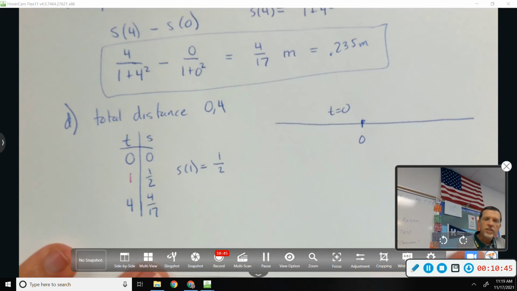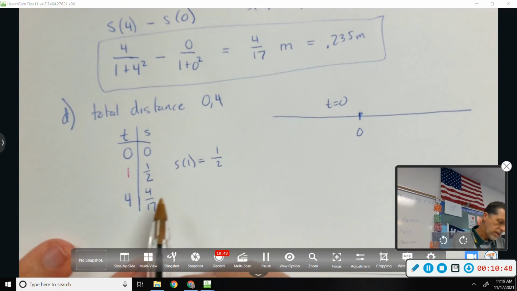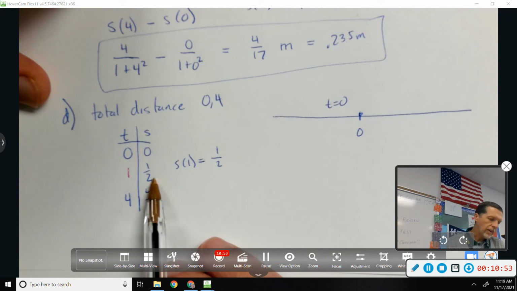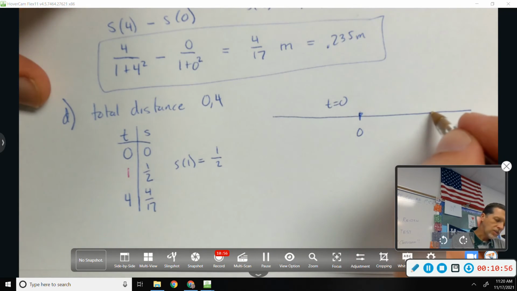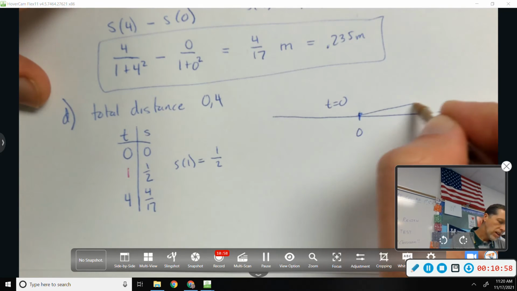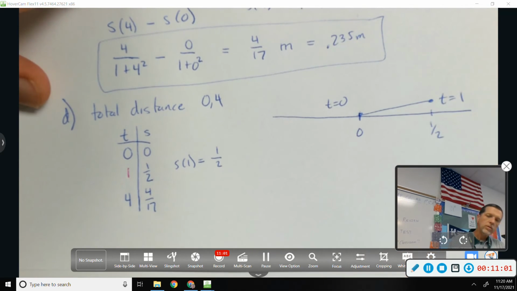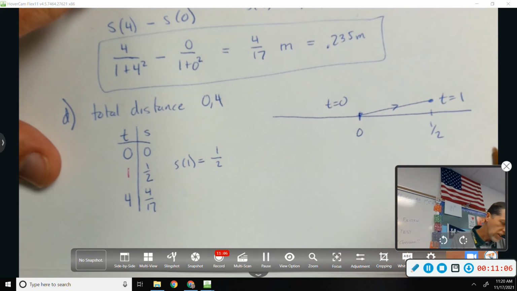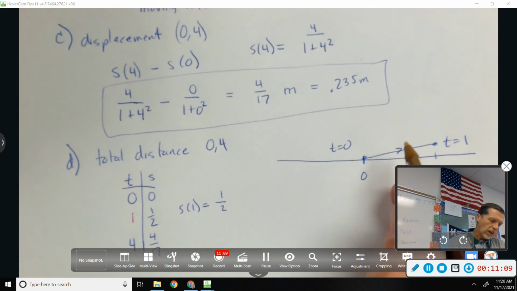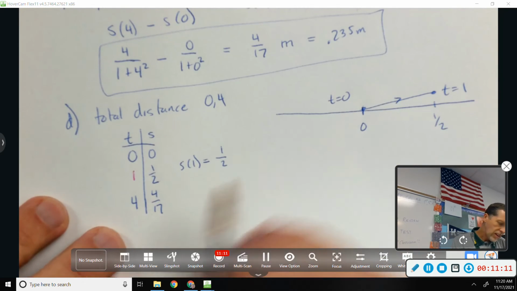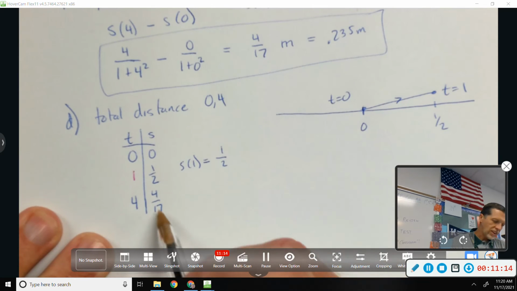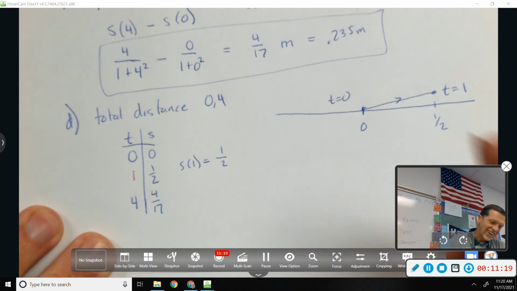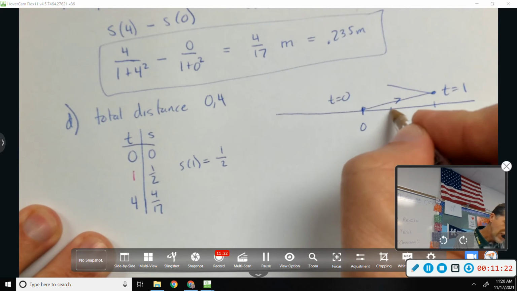So it starts at 0. It moves to the right for 1 second. I'm trying to verify that with what I said already. Moving right from 0 to 1. That gets us to 1/2. T equals 1. And then it changes directions. And from 1 second to 4 seconds, it's moving to the left. And at 4 seconds, it's at 4/17, which is somewhere between 0 and 1/2. That's good enough.